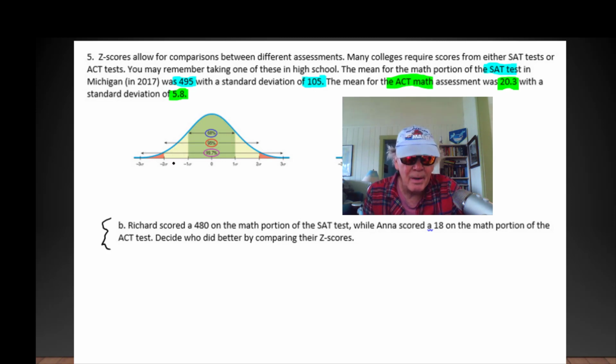It's the same problem, but in this case, Richard scored a 480 on the math portion of the SAT test, while Anna scored an 18 on the math portion of the ACT test. Decide who did better by comparing their z-scores. So we're going to take Richard's z-score first. It's always his score minus the average.